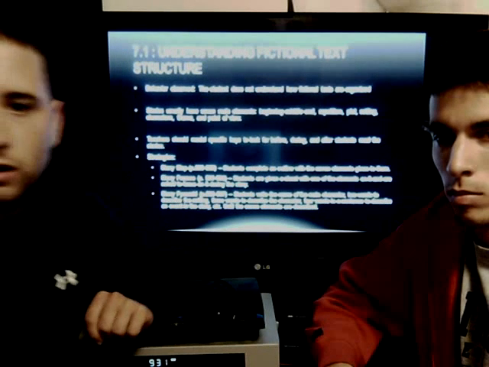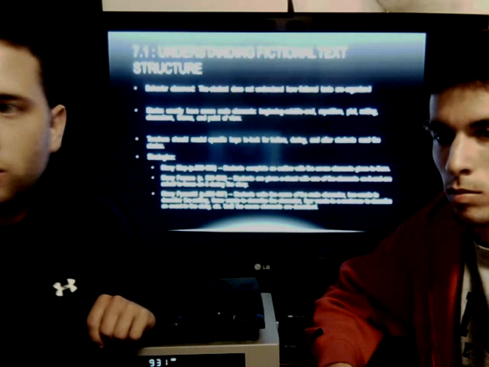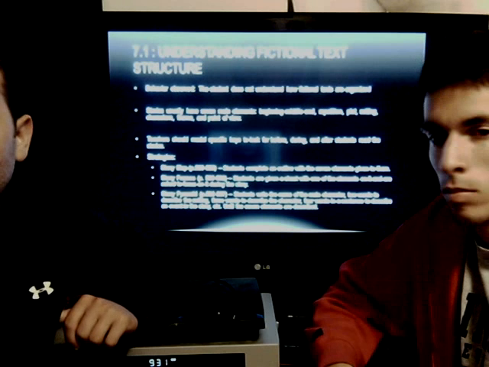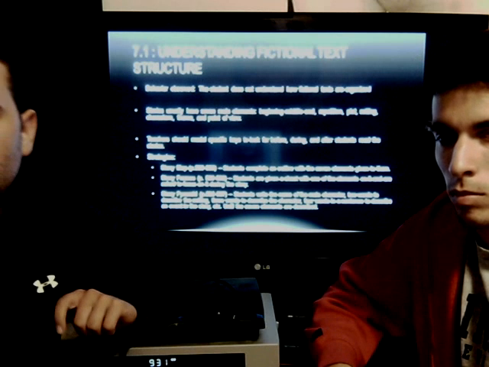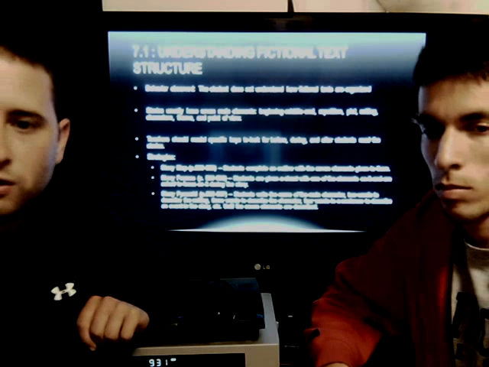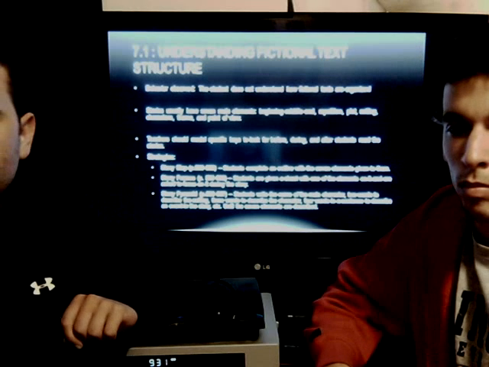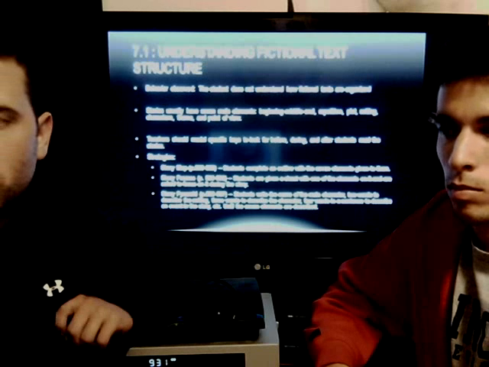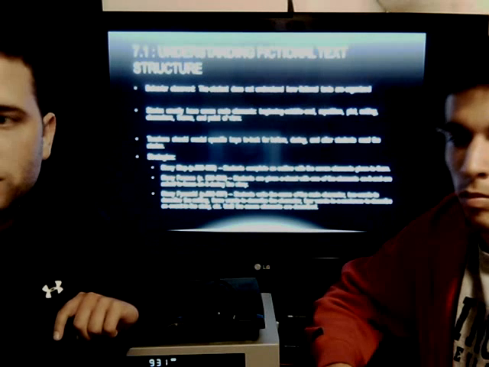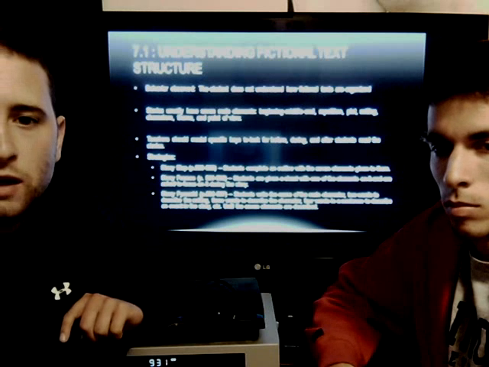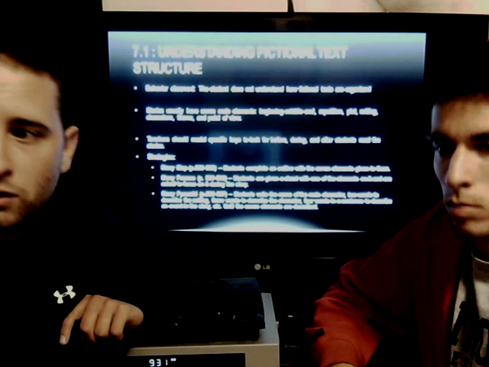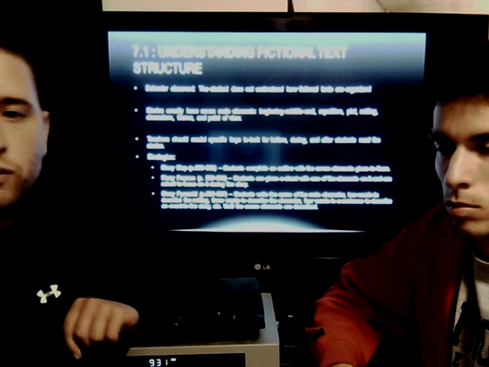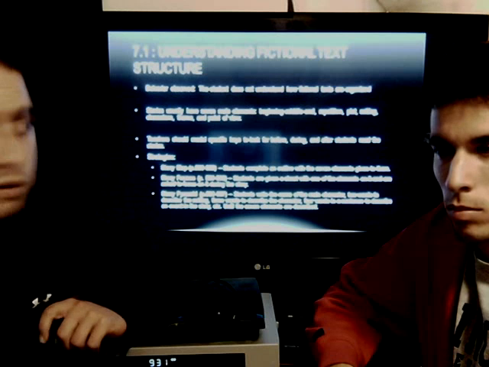Alright, one point we found to be important was understanding fictional text and structure. The behavior that's observed is that the student does not understand how fictional texts are organized. Stories usually have 7 main elements: beginning, middle, end, repetition, plot, setting, characters, and theme of point of view. Teachers should model specific keys to look for before, during, and after the text.